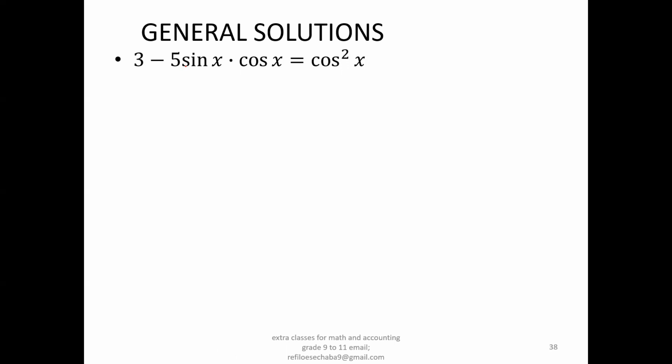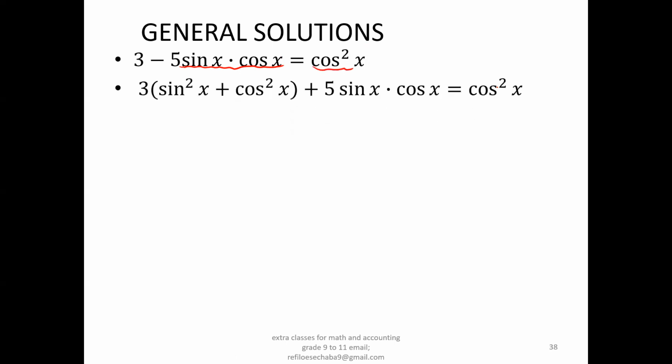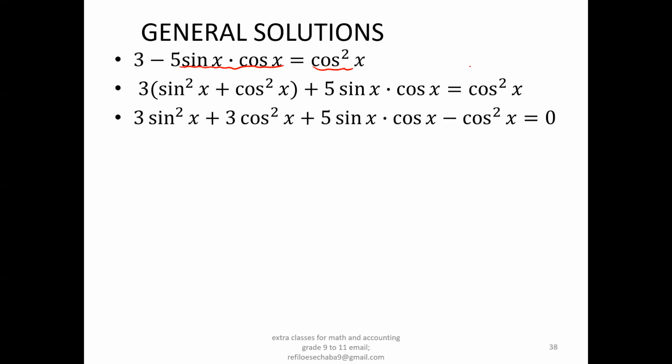So first, you see the middle term. What does it have? It has sin x times cos x. So I'm going to take this to the left-hand side, okay? But the problem is that once I took this to the left-hand side, I'm still left with that. Do you get it?